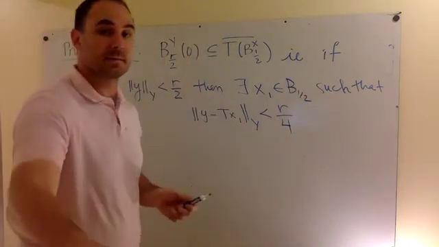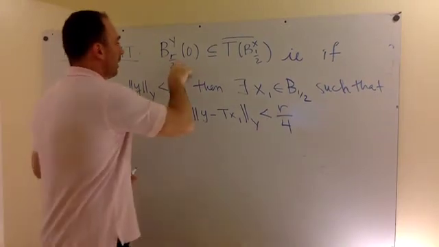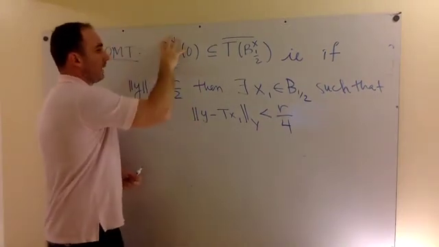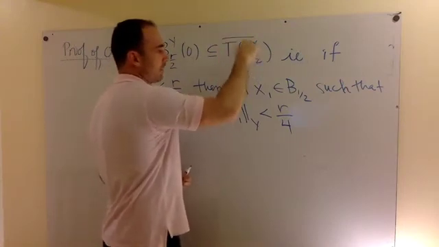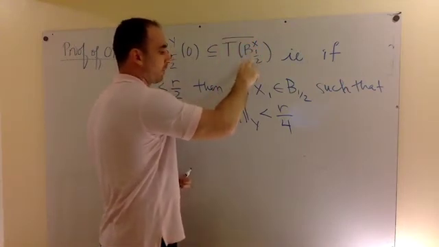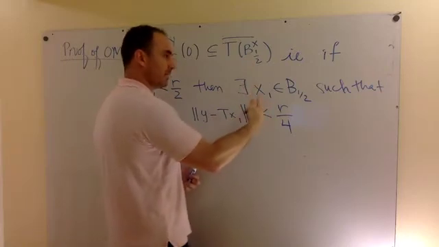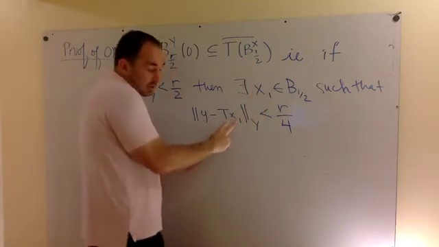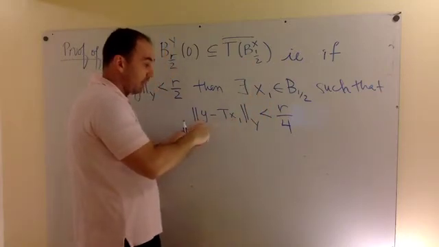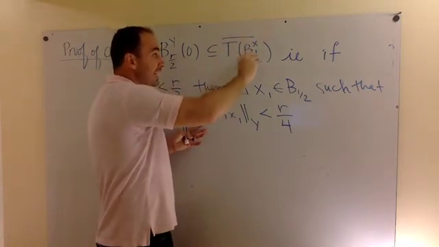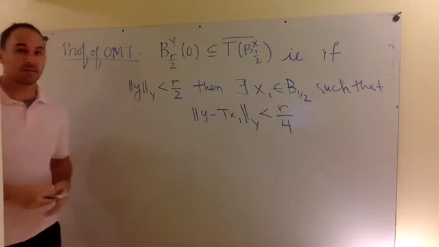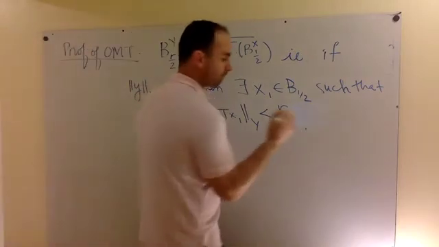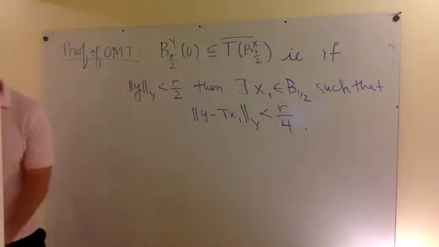So, what is this saying here? Well, I'm saying if I take a y in here, it lands in here. It's in the closure of T of B, the image of the 1/2 ball. Well, that means that I can get as close as I want to y with something in T, the image of this. And so that's what I have. Okay? Now we continue this process.